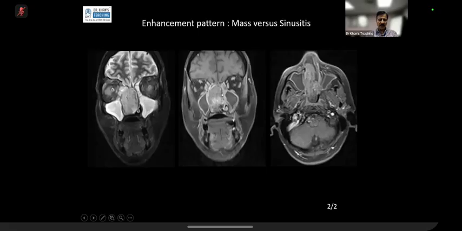Of course, you don't see what we call the middle meatus, etc. You can imagine that there is secondary obstruction. So this is a mass. Okay, candidate 1, thank you very much. Candidate 2, are you with us?